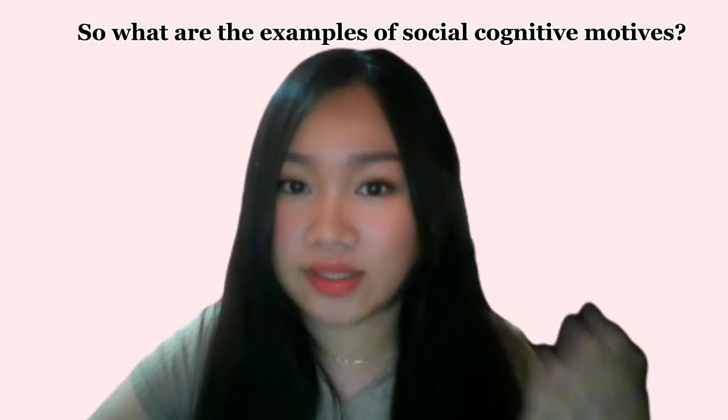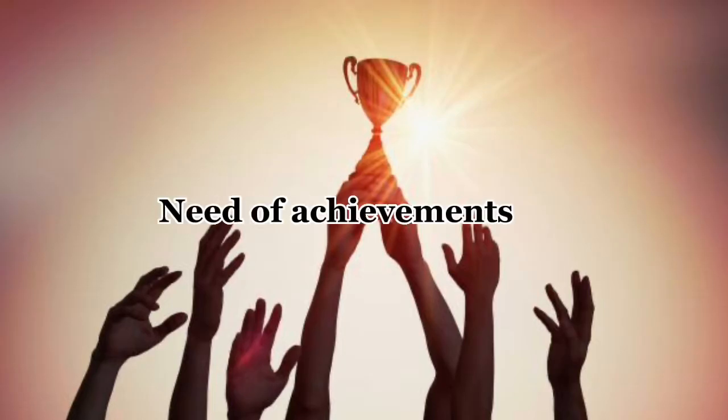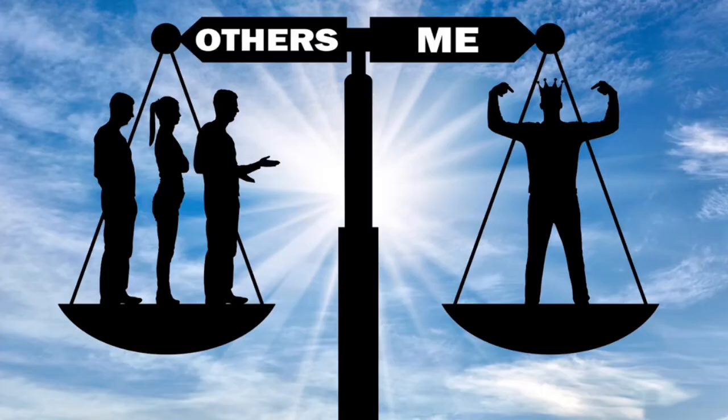So, what are the examples of social cognitive motives? Firstly, the need for achievement. The need for achievement means they desire to achieve some goals. People seek it because they want to look better than others, to excel, and to take on difficult activities in order to demonstrate their abilities to others.